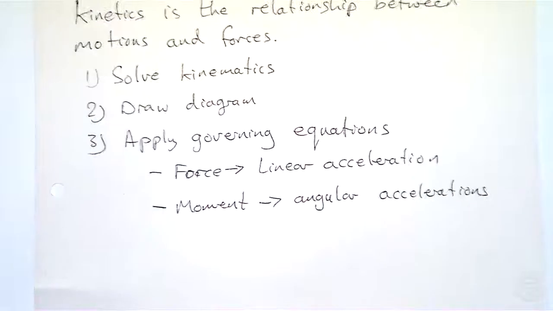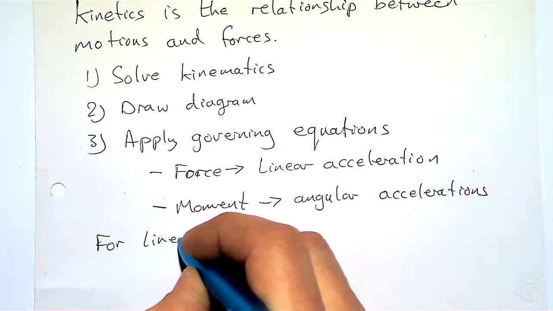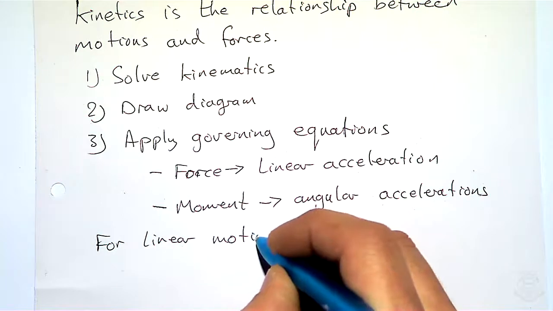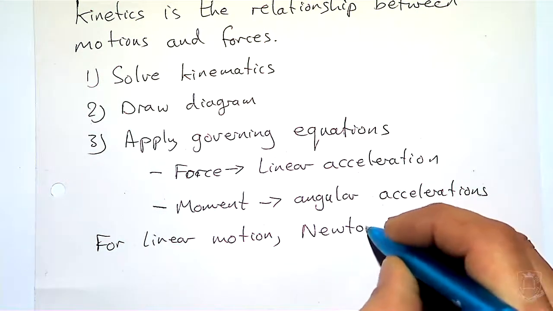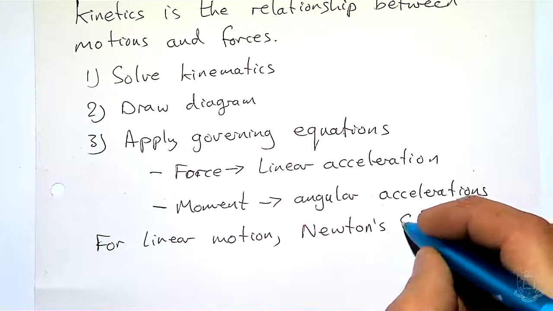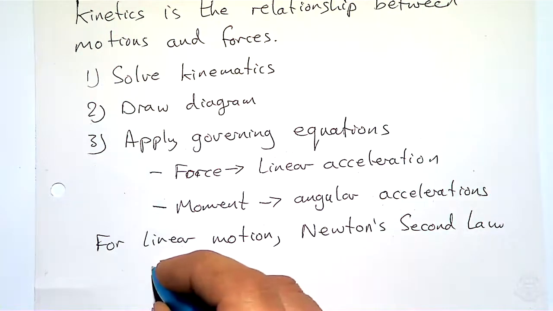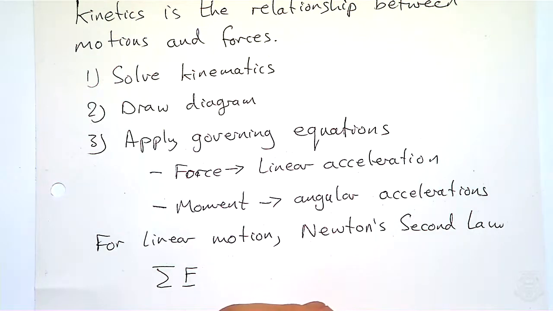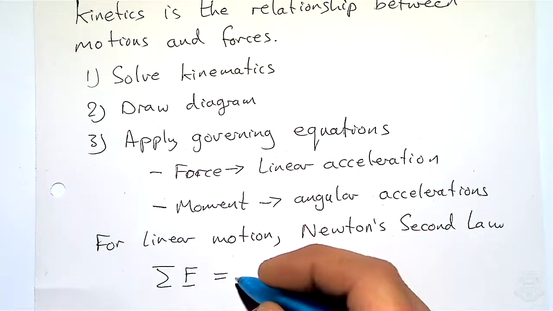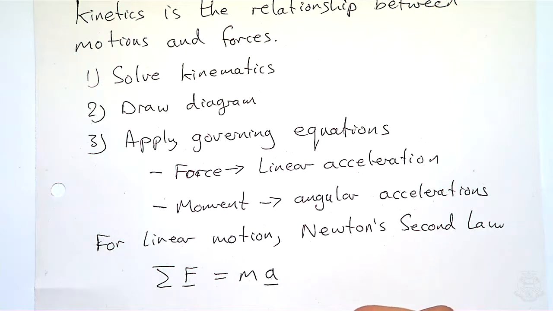And of course we know that for linear motions, we can apply Newton's second law in the form that we know it well. So that's usually written in this context as the sum of all the force vectors acting on a body or a mass is equal to the mass times the acceleration vector.